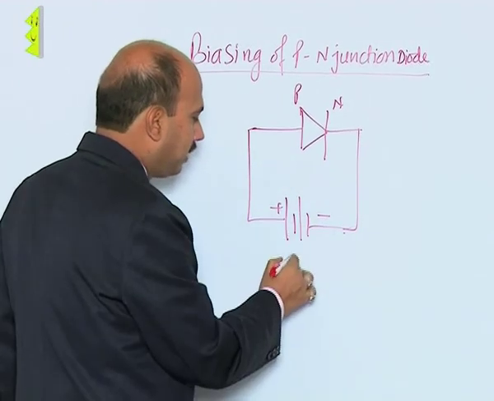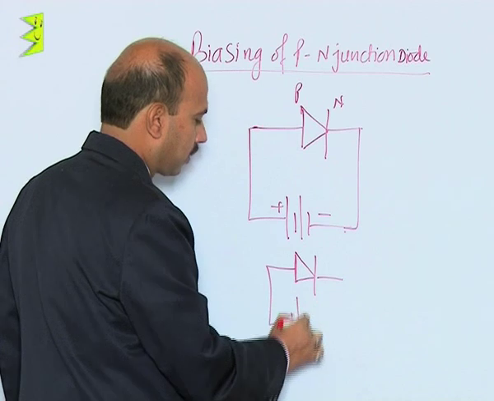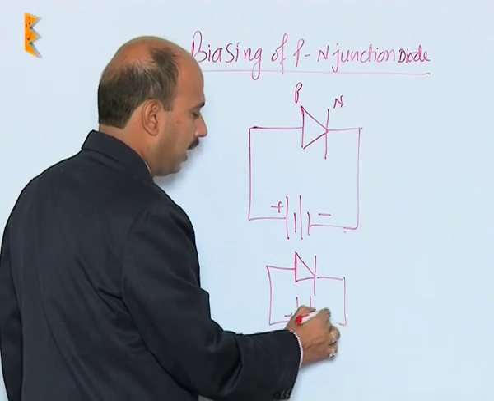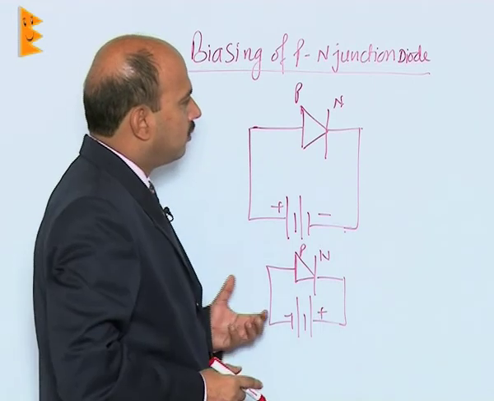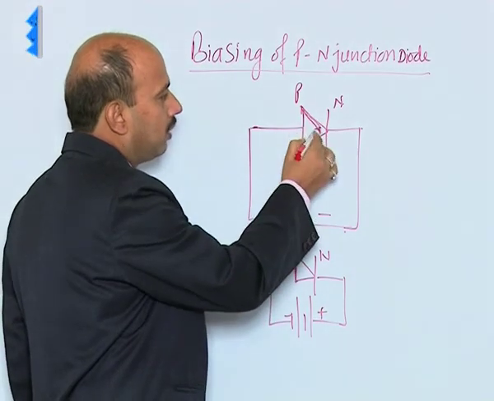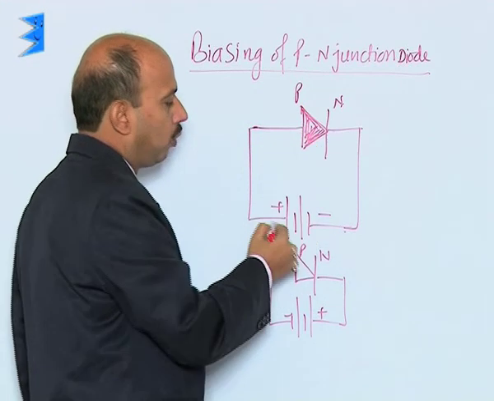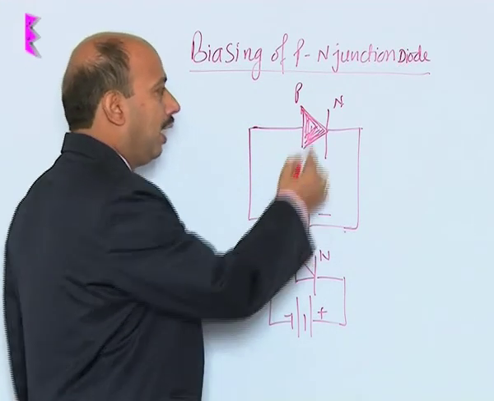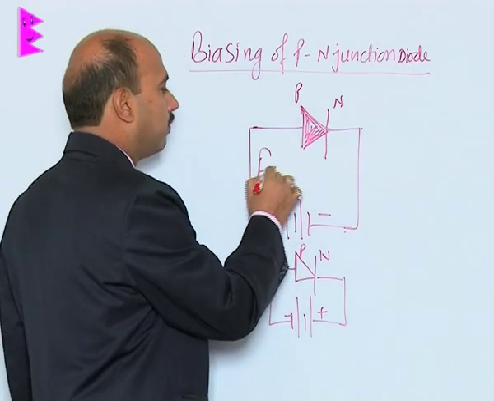Another way of connecting the diode is in this way, where P is connected to the negative terminal. So see here, in the first, the P type semiconductor of the diode is connected to the positive terminal of the battery, and N is connected to the negative terminal of the battery. This is known as forward biasing.